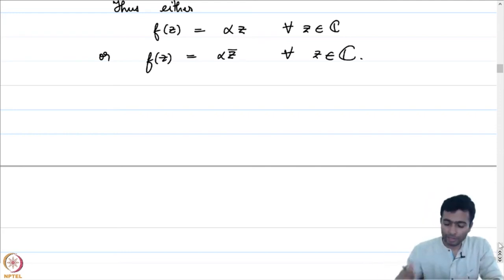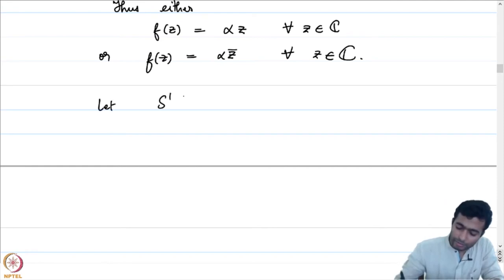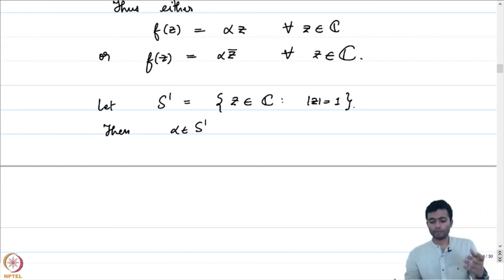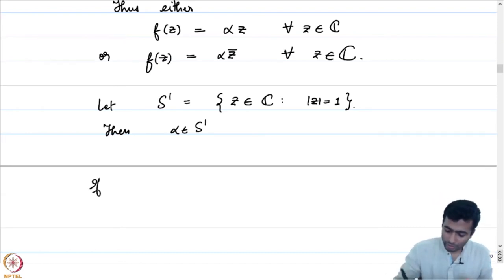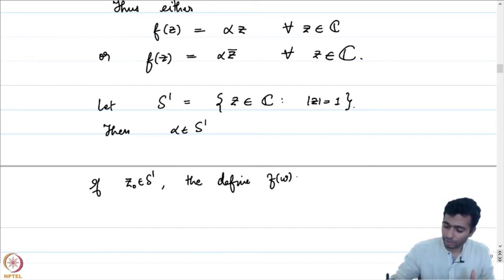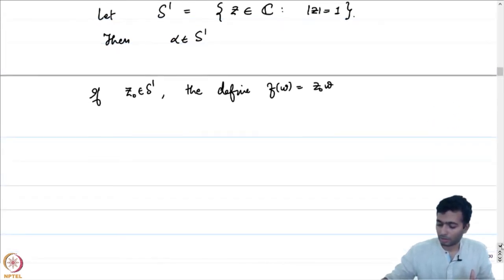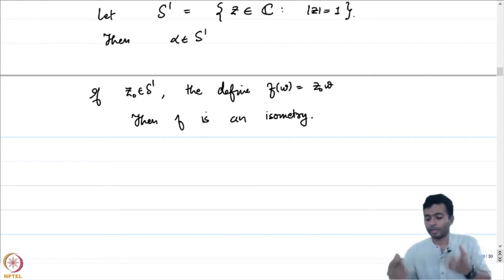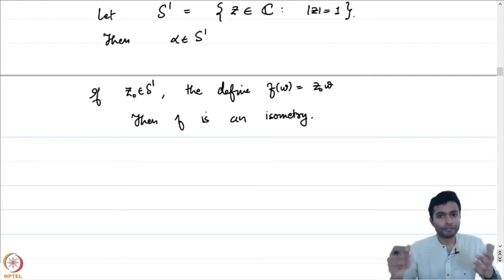Notice that alpha is of absolute value 1. Let us do one thing. Let S1 be the set of all those numbers in the complex plane such that the absolute value of z is equal to 1. Then we just notice that alpha belongs to S1. We also just faintly gave a proof of the fact that if there is any element in S1, it gives us an isometry. So, let us say z0 belongs to S1, then define f(w) to be equal to z0 times w. Then f is an isometry, or define f(w) to be z0 times w bar, that will also be an isometry.